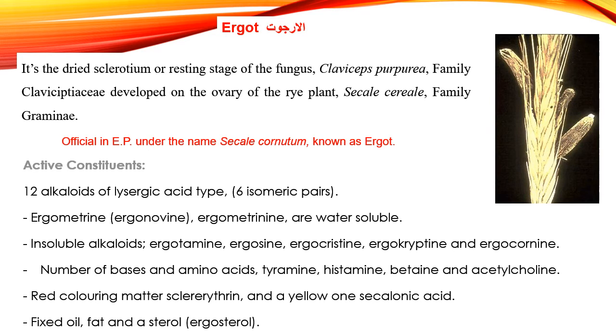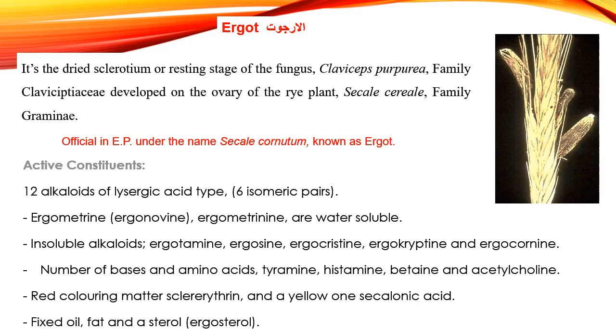They are derivative of lysergic acid. Ergometrine or ergonovine, ergometrinine, which are water-soluble alkaloids. Water-insoluble alkaloids as ergotamine, ergozine, ergocristine, ergocryptine, and ergocornine. Number of bases and amino acids as tyramine, histamine, betaine, and acetylcholine.